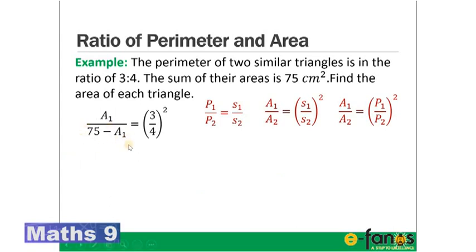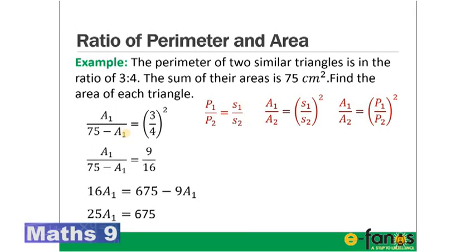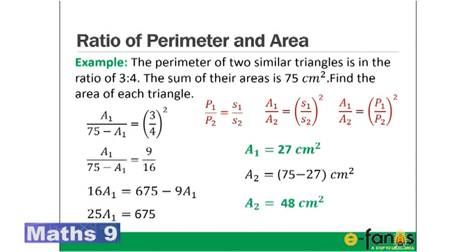If we replace A2 with 75 minus A1, because we know that the sum of the areas is 75, then we can write that A1 over 75 minus A1 equals 3 over 4 squared. So A1 over 75 minus A1 is 9 over 16. So 16A1 equals 675 minus 9A1. So 25A1 equals 675. So A1 is 27 centimeters squared. Then A2 is 75 minus 27, which is 48 centimeters squared.